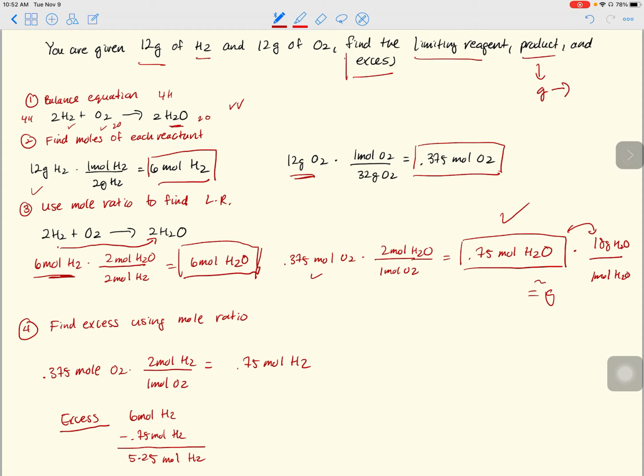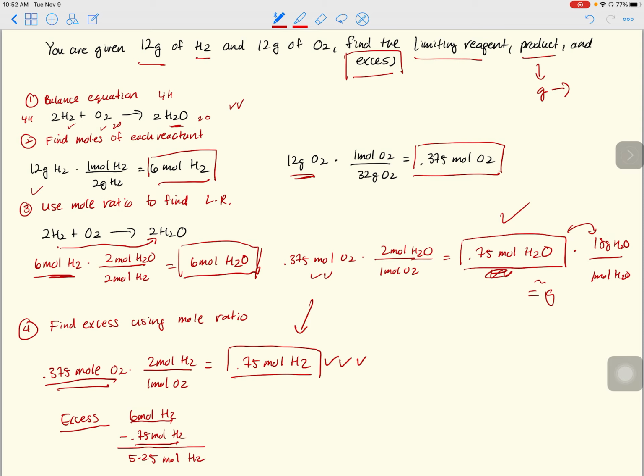And lastly, they ask, find the excess. And in order to find the excess, we use the limited reagent, which was 0.375 moles of oxygen. And we use the mole ratio of the 2 different reactants, and we get 0.75 moles of H2. And what this means is, once again, if I use 0.375 moles of oxygen, I also use 0.75 moles of hydrogen. And so in order to find the excess, all I do is subtraction of the initial moles of hydrogen minus how much mole I used.